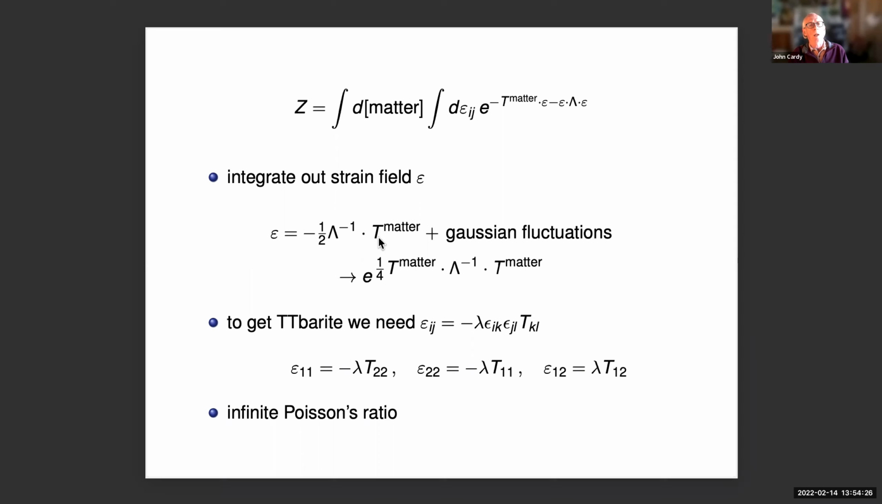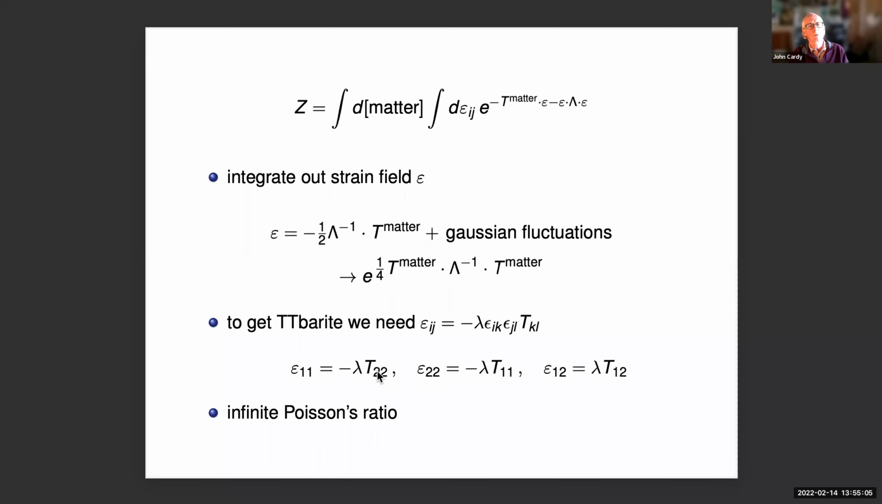So in order to get the TTbar form, I will call, then we need to take lambda to be small lambda times epsilon, and therefore our relation between the strain field and the stress field is going to be as written here, or writing it out in components, it looks like this.